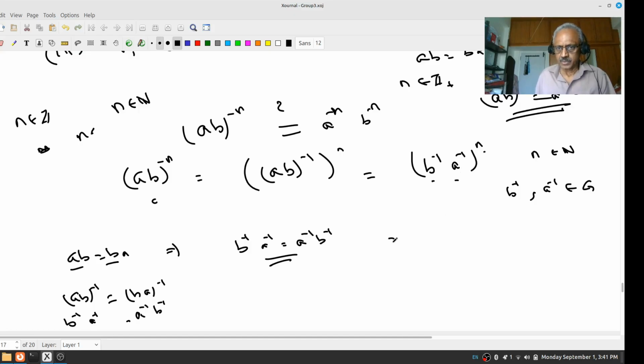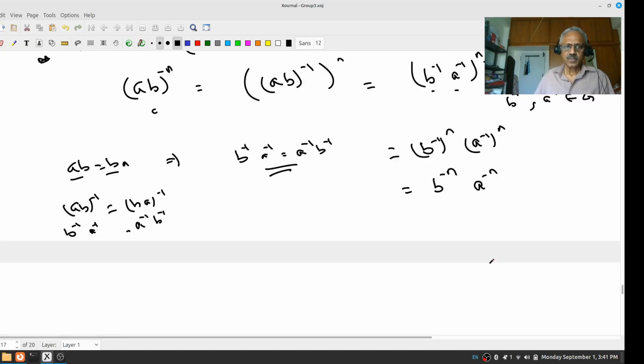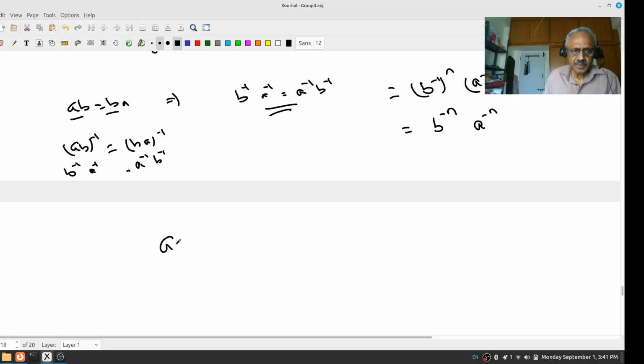Therefore, since these two commute, and we had already seen we can use this result for n positive, this is b inverse to the power n and a inverse to the power n. But then what is b inverse to the power n? That is by definition b to the power minus n, a to the power minus n. So what you have shown is (ab) to the power minus n is b to the power minus n, a to the power minus n.